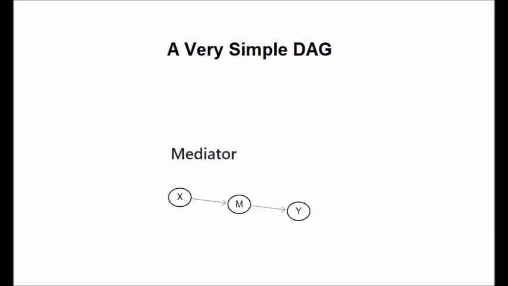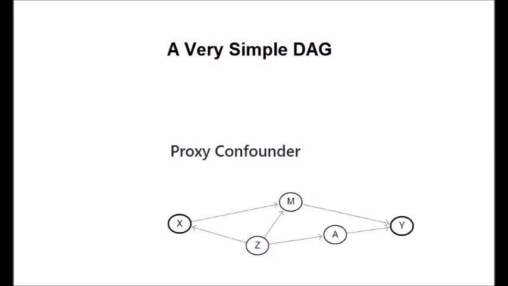In other words, m is the descendant of x and ancestor of y. In other words, m is a descendant of the cause and an ancestor of y. Such a relationship is known as a mediator relationship. The third one is the proxy confounder. Well, proxy confounders are covariates but not themselves confounders, but they lie between the confounders and the cause or effect.